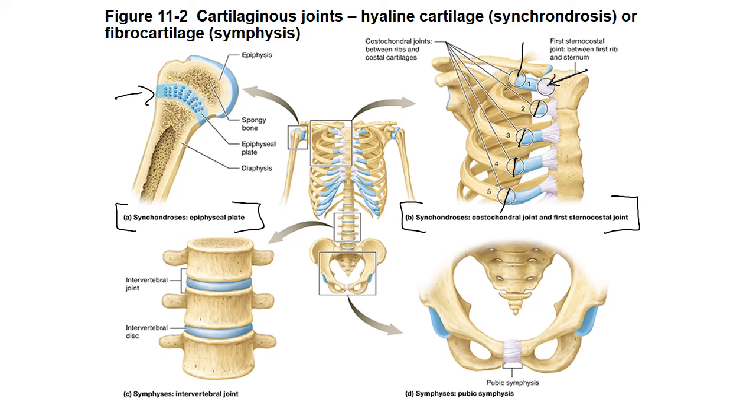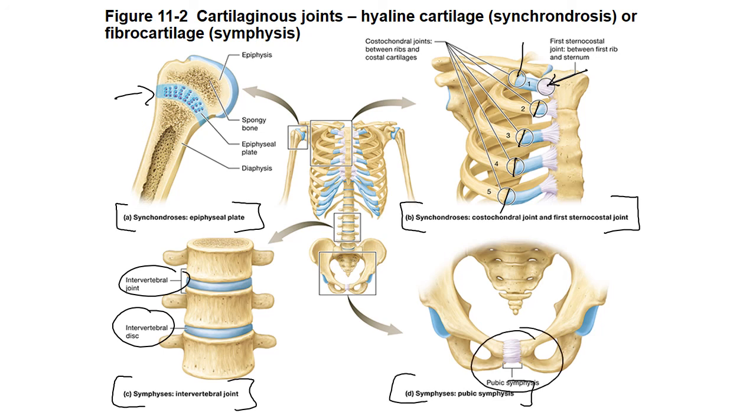Then you have two types of symphyses, or two examples, I should say, of symphyses. Here's one symphysis, the intervertebral joint, so the discs between the, so the joint is the two bones with the disc. And then the other symphysis is the pubic symphysis right here. So between the pelvic bones coming together. Next slide.